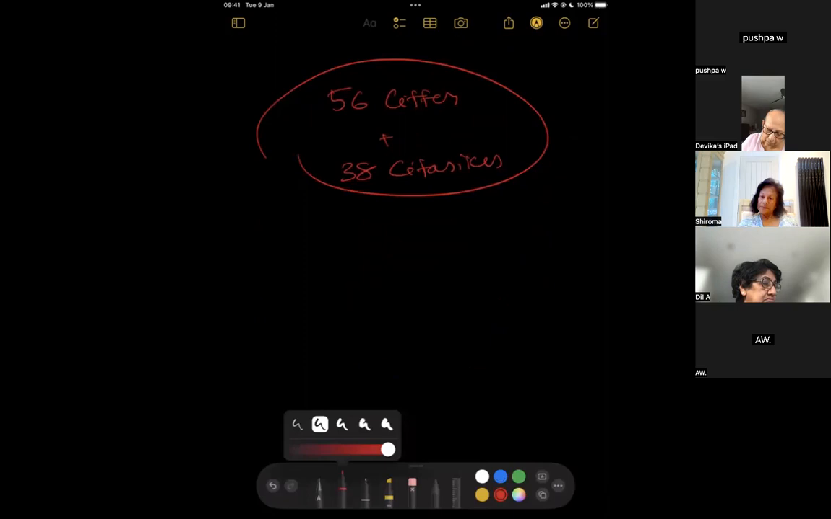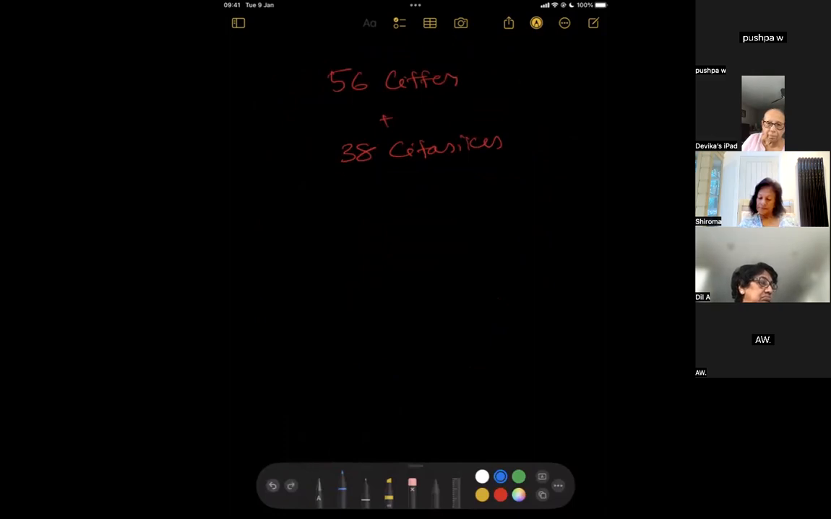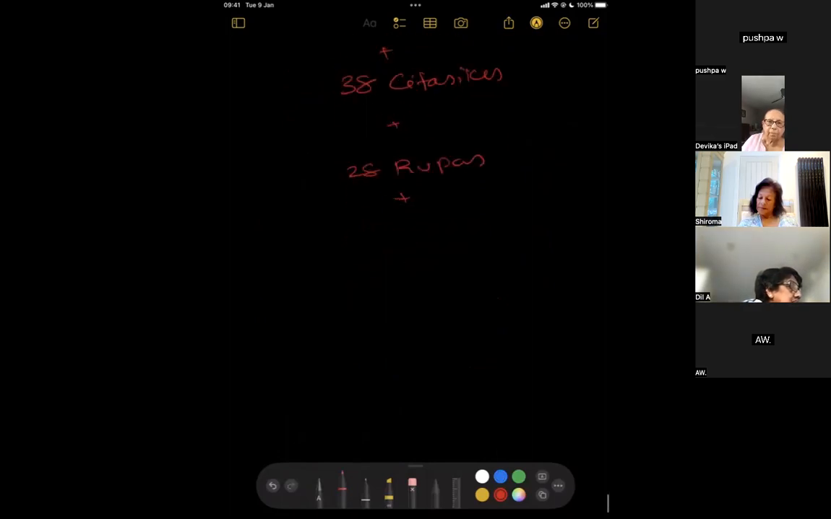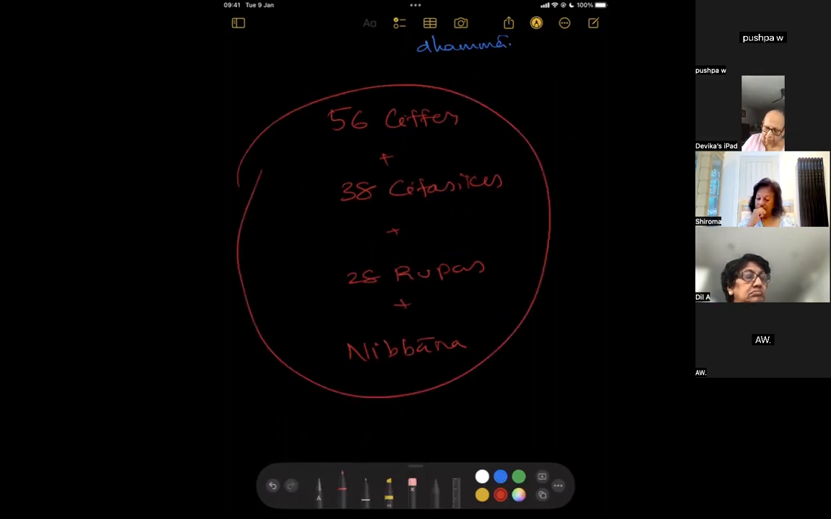Then we divide these. There is more for us. Plus rupas are neither kusala nor akusala, so 28 rupas. Nibbana is neither kusala nor akusala, so Nibbana. All of these we must now divide into the 4 categories of Khanda, Ayatana, Dhatu, Satya.